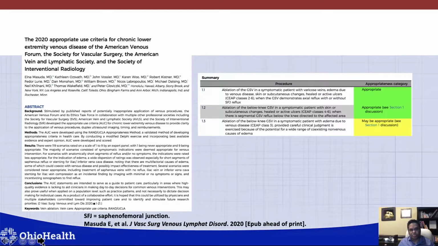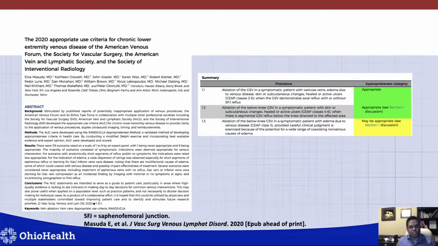The 2020 appropriateness criteria from AVF suggest that the role of great saphenous vein ablation in patients with C2 through C6, if they are symptomatic, meaning presence of varicose veins or swelling or skin thickening or ulcers, and they demonstrate great saphenous reflux with or without saphenofemoral junctional reflux, it is appropriate to treat these patients with endovenous therapies. Similarly, patients who have advanced disease from CEAP classes 4 through 6, ablation of great saphenous vein below the level of the knee is also considered appropriate.